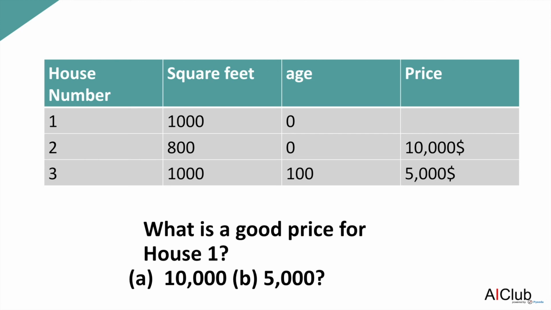Intuitively, I would pick house number 2 because this is a brand new house. It's 1,000 square feet. It should be at least $10,000. Let's think about what KNN would pick. If K is equal to 1, what is the closest neighbor? Neighbor or distance here is not in terms of how far the houses are from each other. It's in terms of the features, which is square footage and age here. In terms of square footage and age, which house is closer to 1? Is it 2 or is it 3?